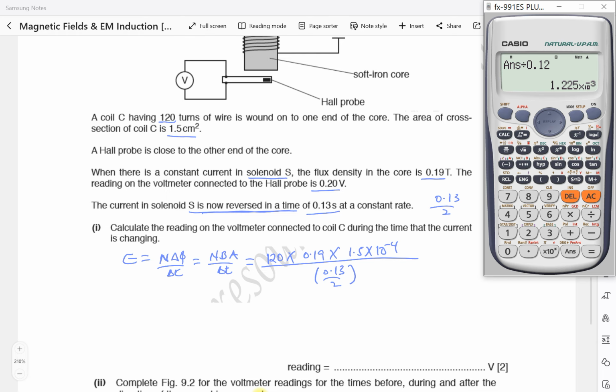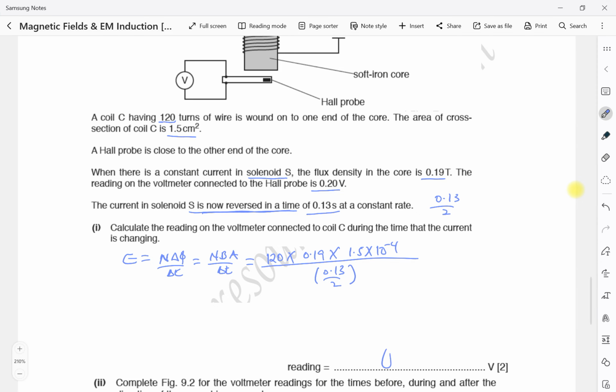So I'll just press my calculator: 120 times 0.19 times 1.5 exponent minus 4 times 2 divided by 0.13. So that is 0.053. 0.053 volts.